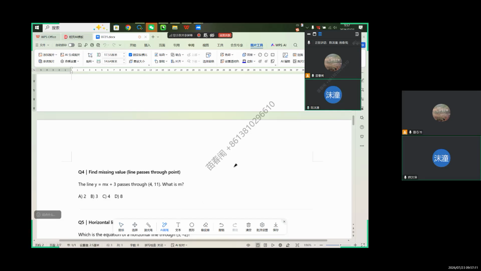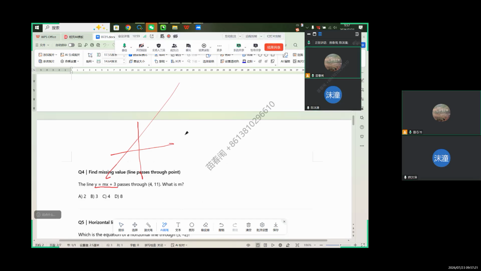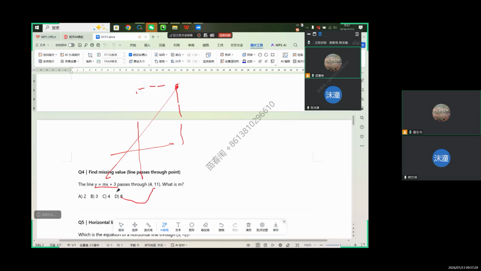So they give me y equals mx plus b, right? Let's just say it's this, and it goes through a point (4, 11). Say this is (4, 11). See, this point is on the line. It should satisfy this equation. Does that make sense?